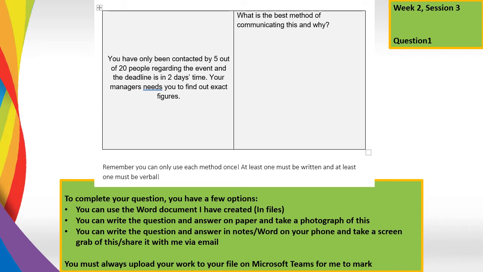For the next part, you have only been contacted by 5 out of 20 people regarding the event and the deadline is in 2 days' time. Your managers need you to figure out the exact numbers. What is the best method of communicating this and why? Again, use a different method to what you used in part 1. Do not repeat the same method, and give me a reason as to why this is going to be a good method.